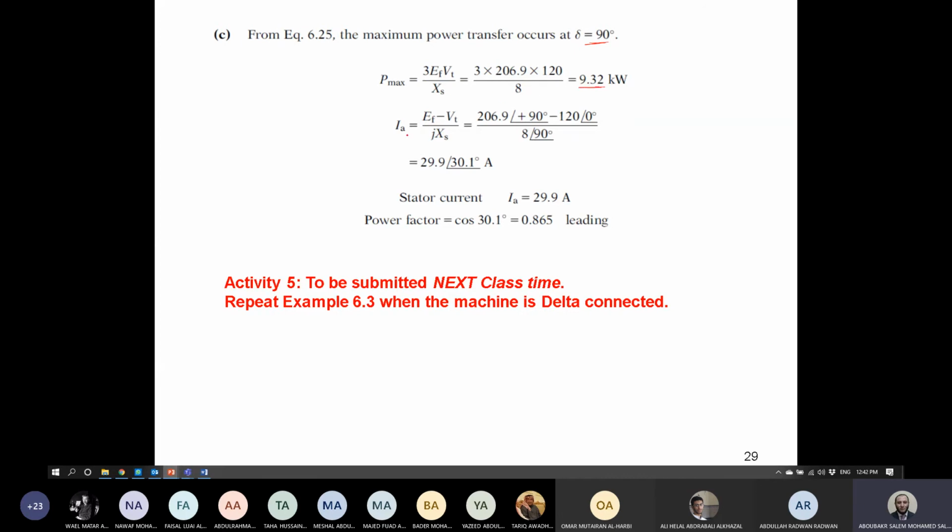And we can also calculate IA. It equals EF, the same value as in part A but at angle 90 degrees, minus V terminal at angle 0, over JXS. As you can see, here the power factor is leading. Is it right? Is it logical or not?